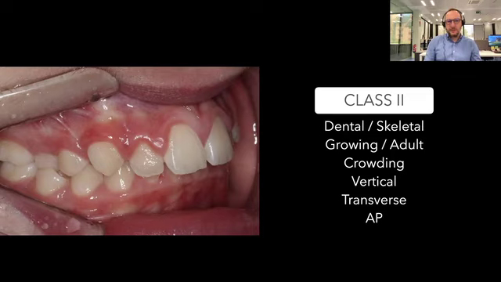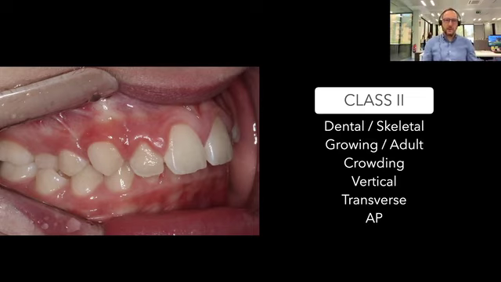The first thing, the class 2. We know that we can have several variations, right? We can have a dental class 2, we can have a skeletal class 2, a growing patient, an adult patient, we can have a class 2 with crowdings that we also need to understand how to solve, and with vertical components, vertical face pattern, with transverse components, anterior posterior. So orthodontics is complex, right?